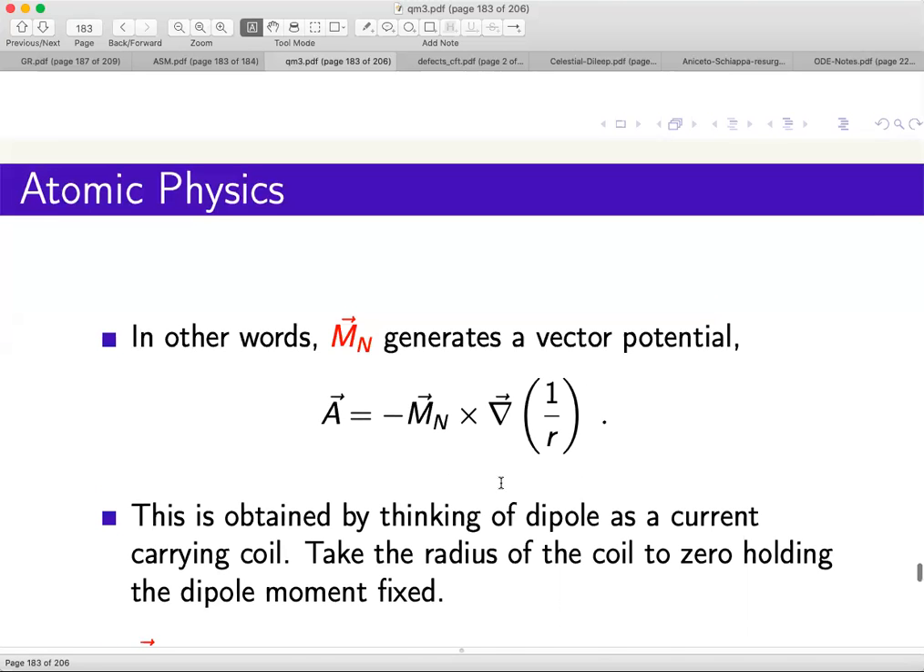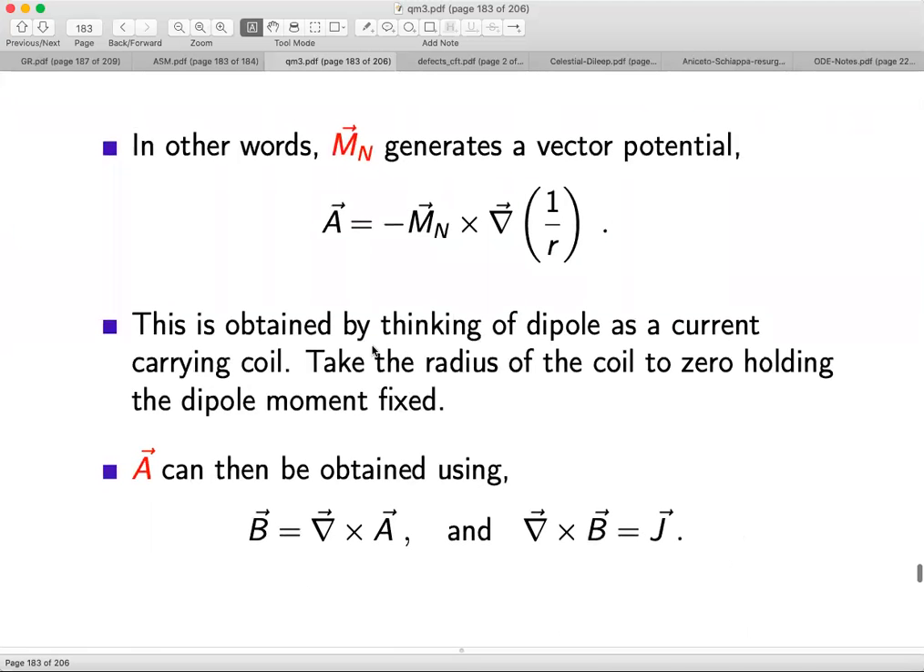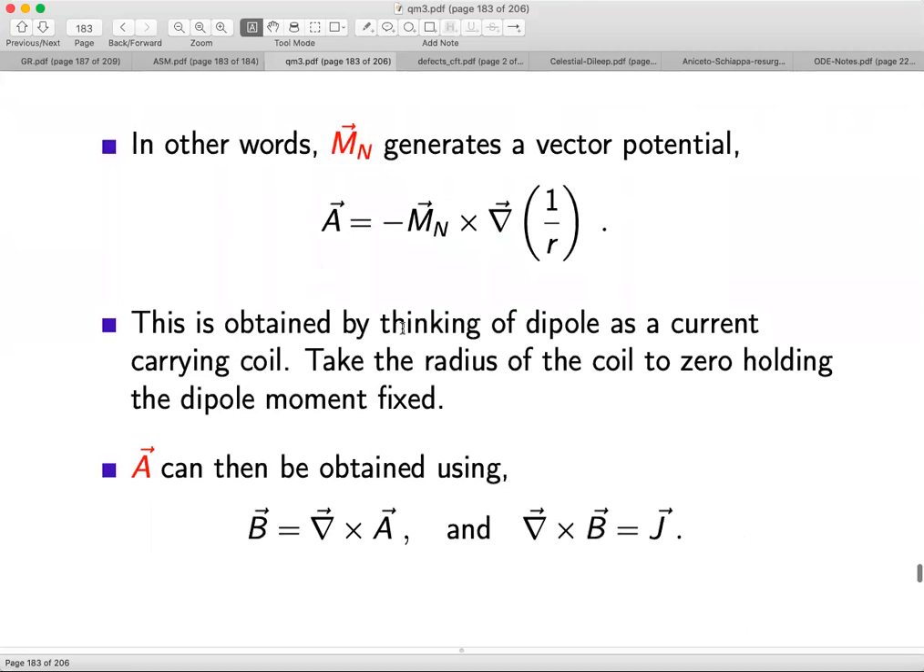So the next few lines are just kind of trivial statements. If you want to understand how you get an expression like this, you can think of a dipole as a current carrying coil and take the radius of the coil to 0, holding the dipole moment fixed, and then determine A by looking at the magnetic field generated by the current carrying coil, and invert that in terms of the gauge field. So you have the current, you can figure out the magnetic field, and once you get the magnetic field, you can figure out the gauge field, and you can derive this formula by doing this.